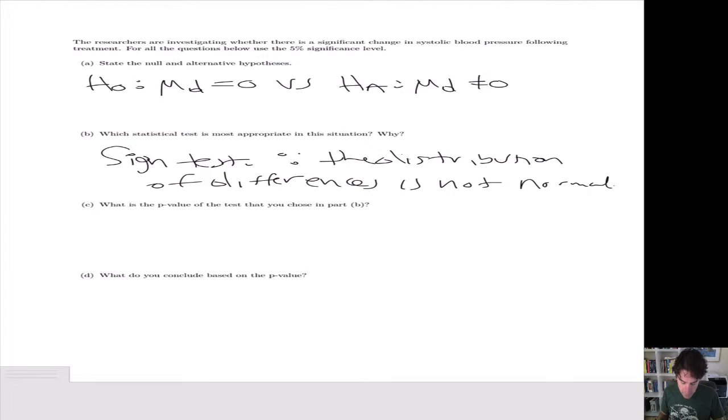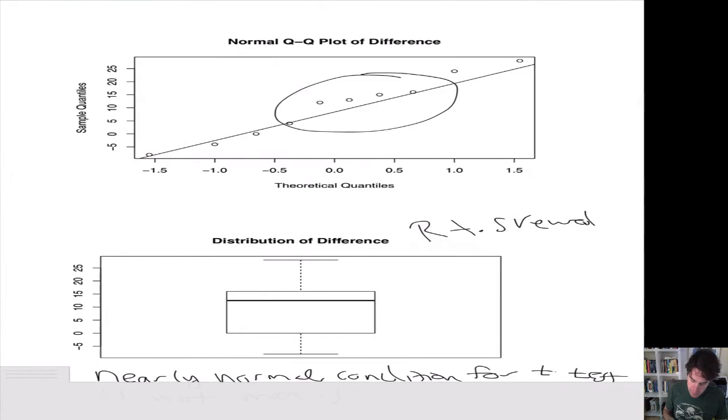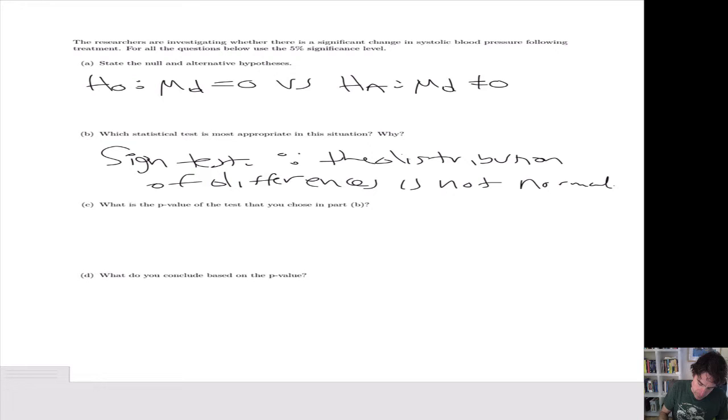What is the p-value of the test that you chose in B? Well, the p-value, again, is 0.1797. And we would not ask you to calculate a p-value for the sign test. You would always get it off of the output.